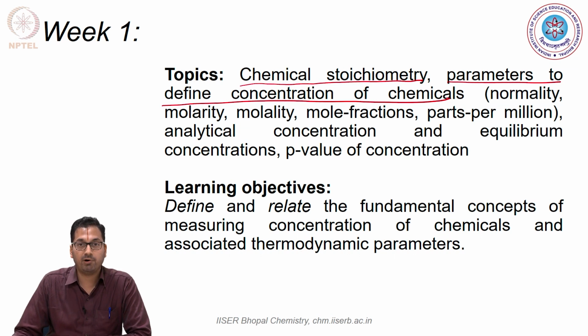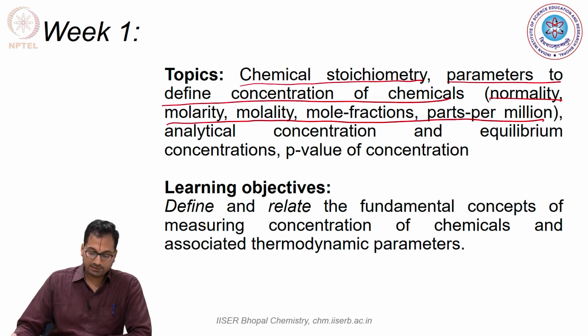So basically this is important for chemists to understand how to quantify different chemicals as we will be dealing with different reactions as we go forward. And the different types of concentrations will be defined here, namely the normality, molarity, mole fractions, ppm, that is parts per million, and also understanding analytical concentrations and equilibrium concentration in terms of thermodynamic parameters and also p-value for a given concentration. Let's go a little bit in detail about the learning objective here.